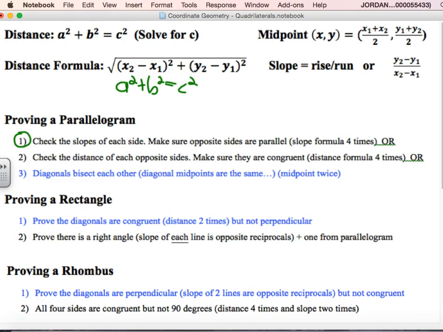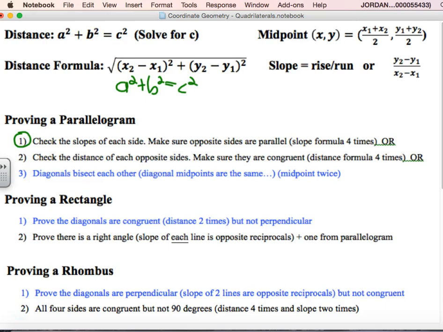Number 2, check the distance of each of the opposite sides and make sure they're congruent. So you got to do distance formula 4 times, okay? So you could do that if you really like the distance formula. But the easiest one is to just figure out if the diagonals bisect each other. So all you got to do is figure out the midpoints of the two diagonals, and see if it's the same midpoint, okay? So if you do the midpoint formula twice and get the same point with the diagonals, then you're good. You know it's a parallelogram, and that's probably the quickest way to do that one.